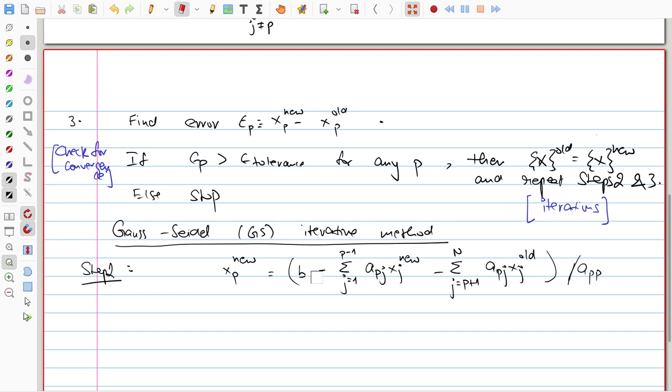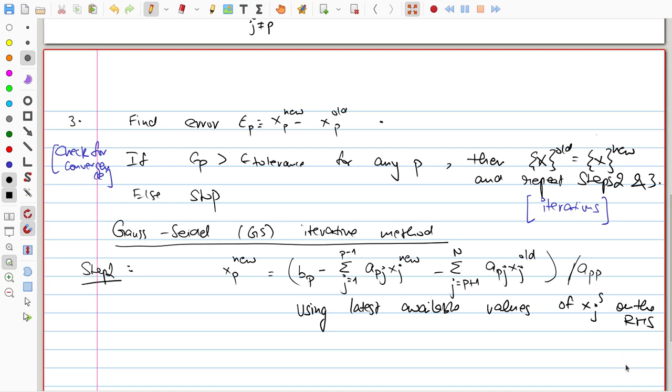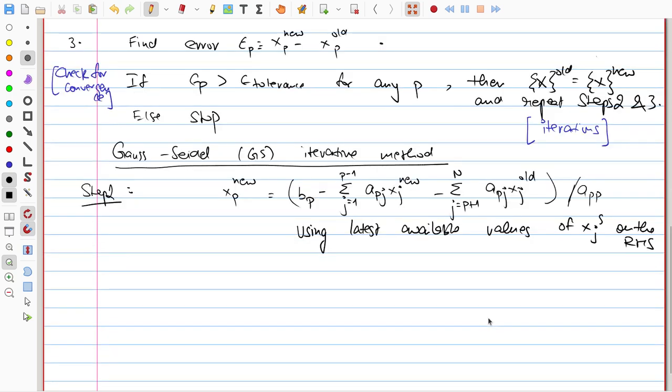Oh yeah, sorry for that. Yeah, thanks. It's the pth equation, so we have BP. So what we notice is that Gauss Seidel is usually twice as fast as Jacobi.